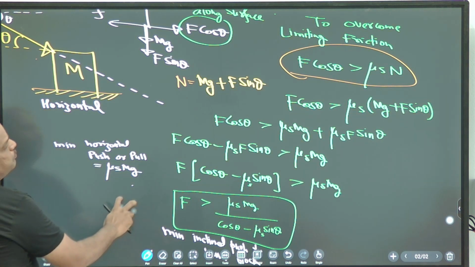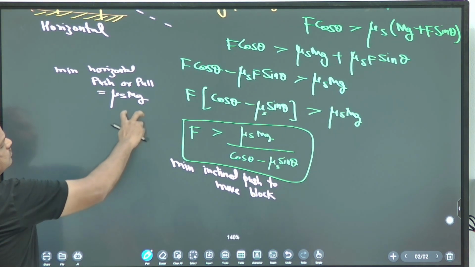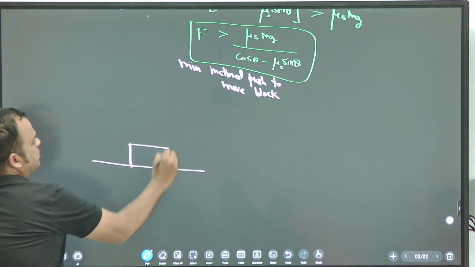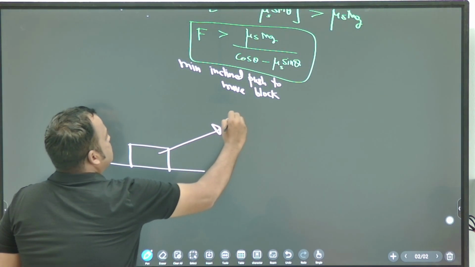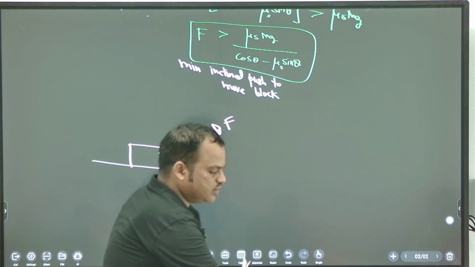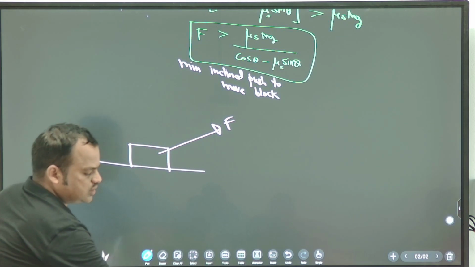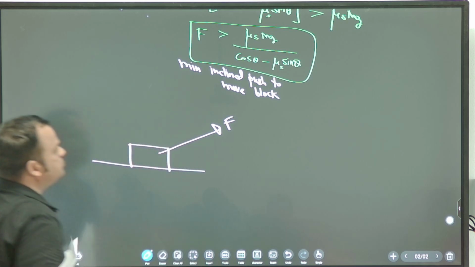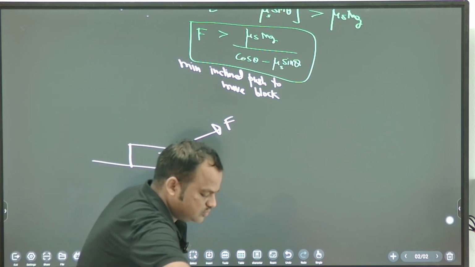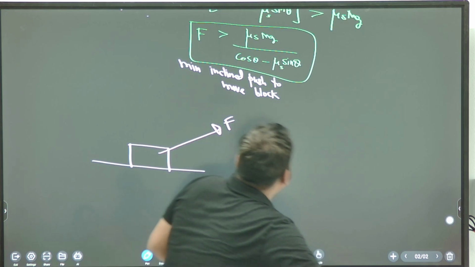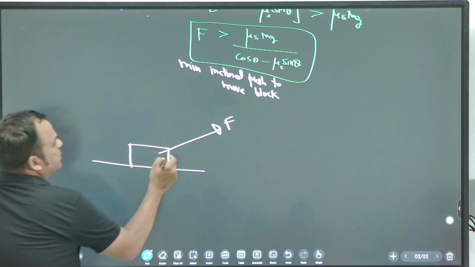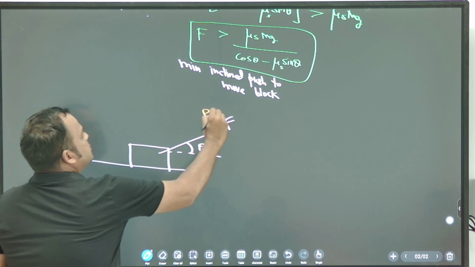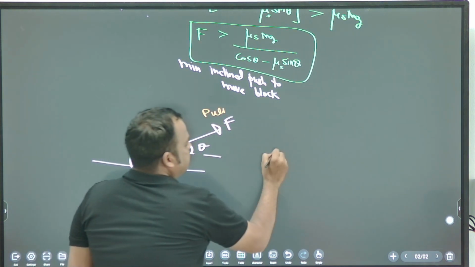Now you consider pull, inclined pull. Suppose this is the block. Now you are pulling it like this. This is pull, correct? This is push, pull. Or like this is also pull. So what is this angle? Theta. So this is the pull force, understood? Now take components. What is the horizontal component? Tell me.